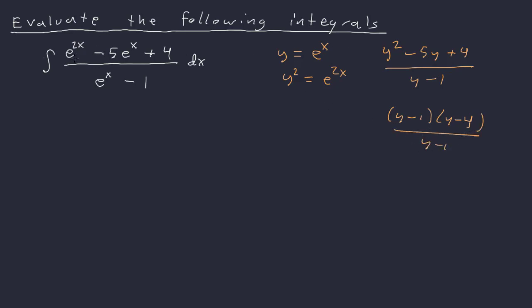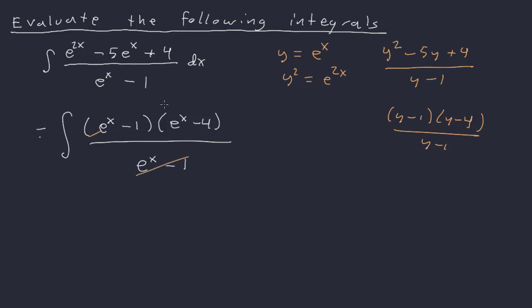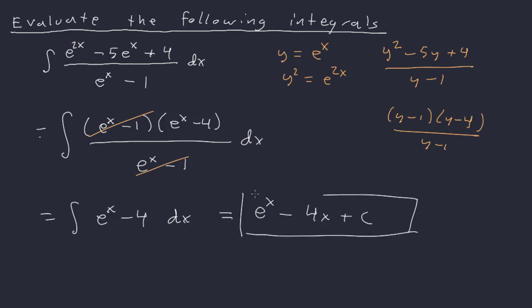Well, we can still do this just with our e's, right? Our y was just e to the x, so we could say that this factors into e to the x minus 1 times e to the x minus 4, all over, leave the denominator alone, e to the x minus 1, and that e to the x minus 1 cancels. So we end up with simply the integral of e to the x minus 4 dx, which is, well, the integral of e to the x is itself. The integral of 4 is 4x. Throw in a plus c, and we're done.